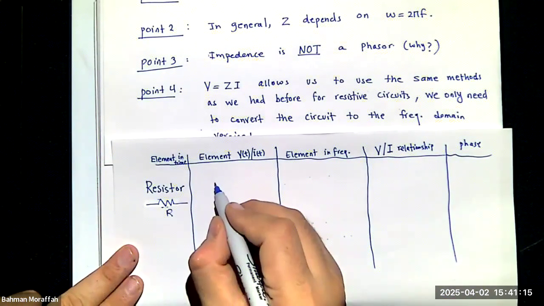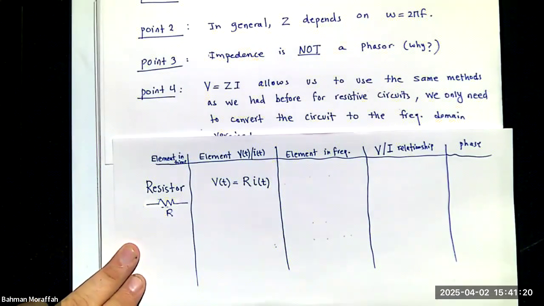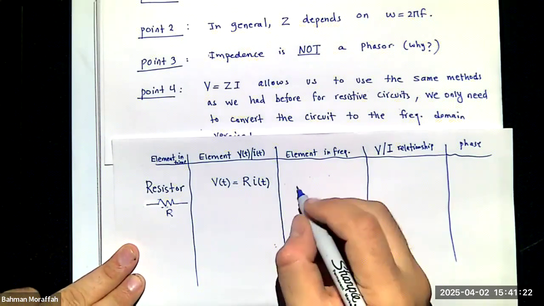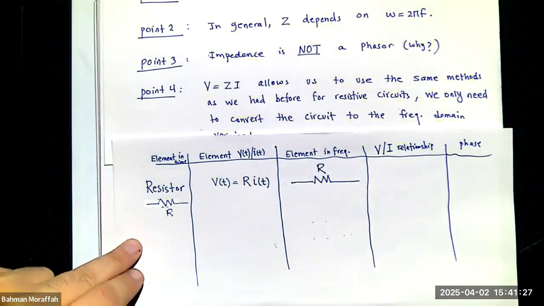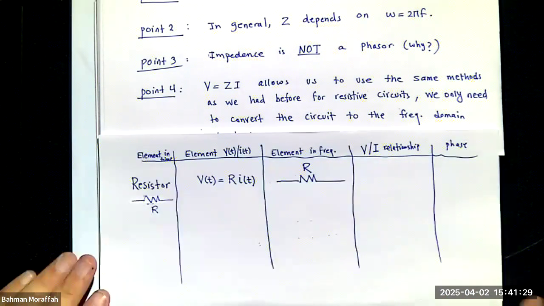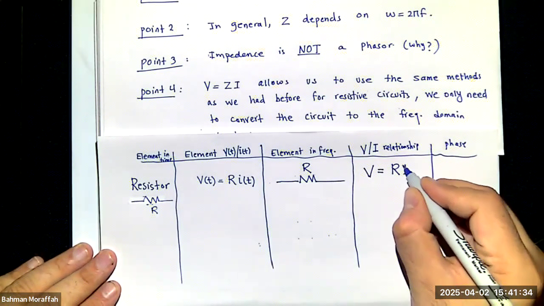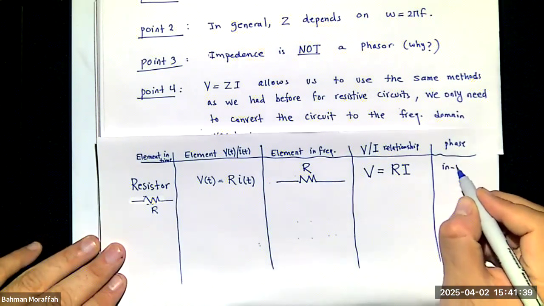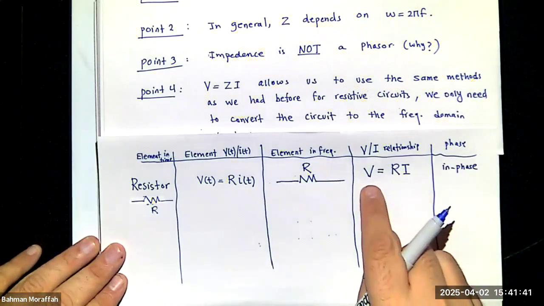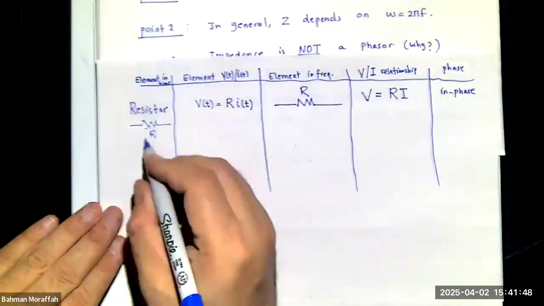I know the relationship between V and I as v(t) equals R times i(t). We can take the element to the frequency domain. The value remains unchanged. And I know the phasor relationship as V equals R I. And we know it is in phase, which means the phase of V is the exact same as the phase of I. So that is pretty nice.